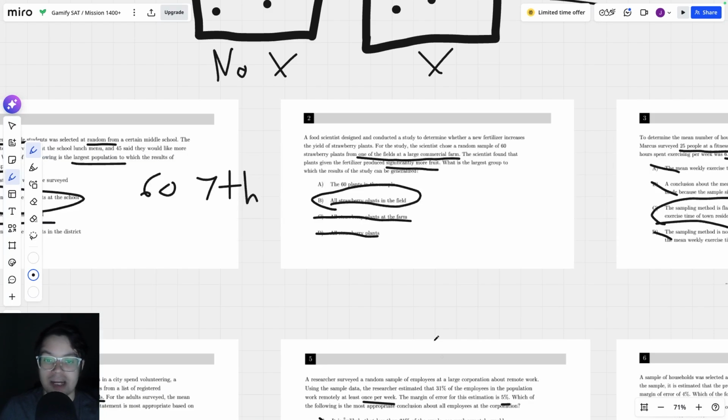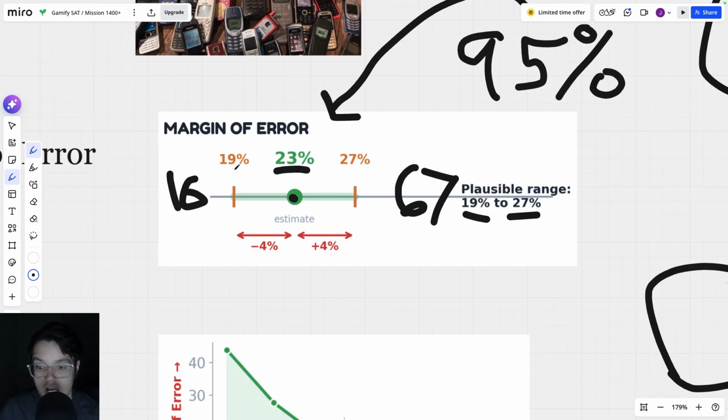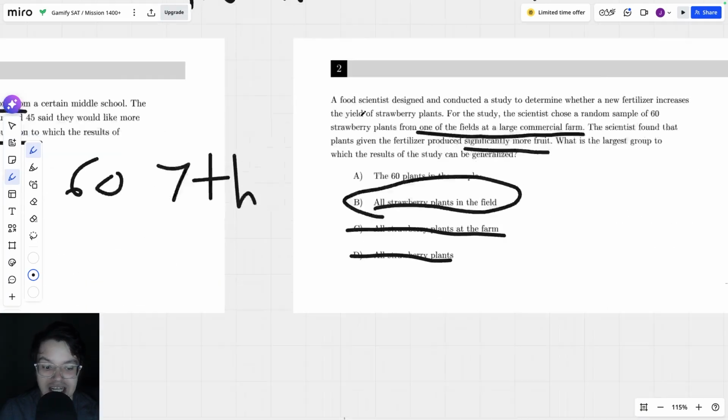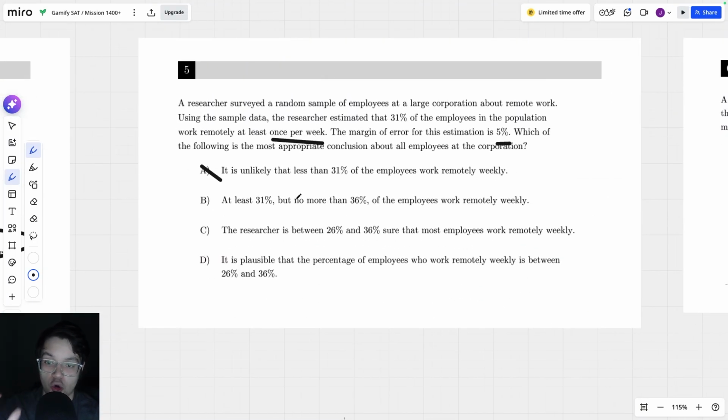Margin of error means that it can be either above the number or below the number. So it's saying that it could be above, but it's completely ignoring that it could also be 5% below, aka 26%. So B also is probably going to be wrong.